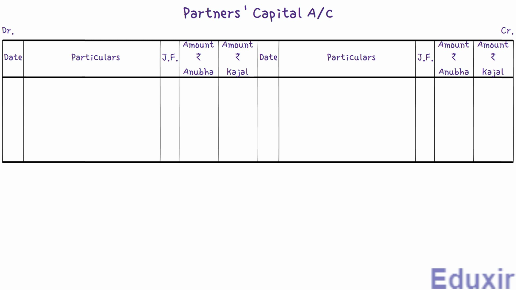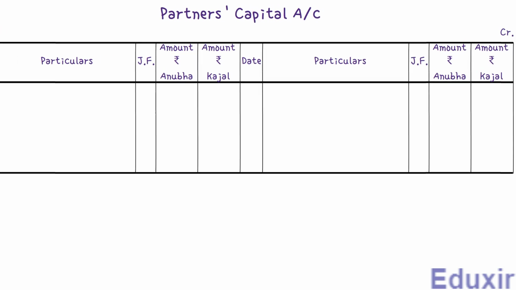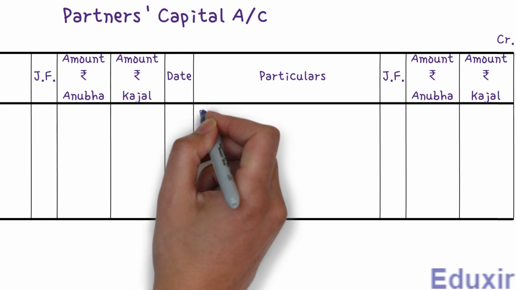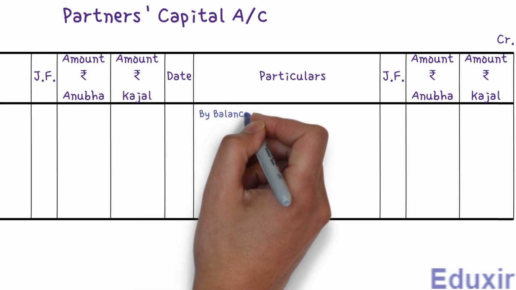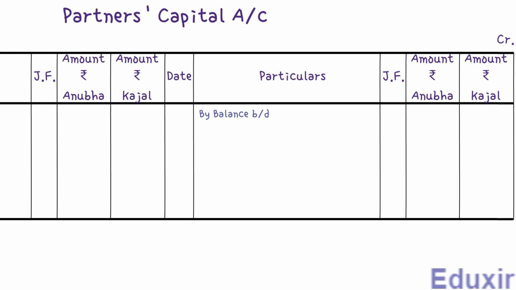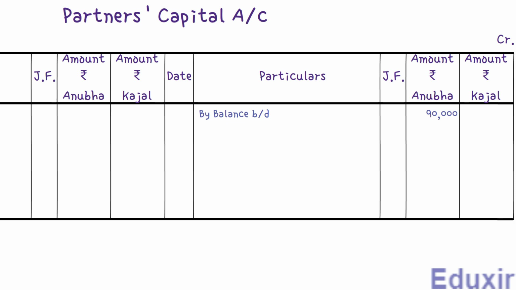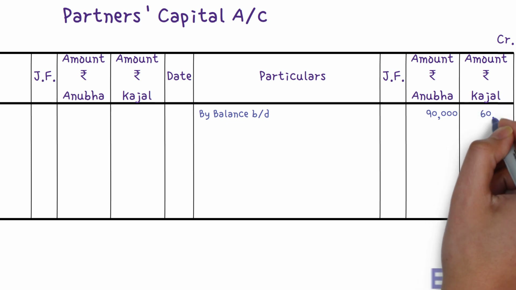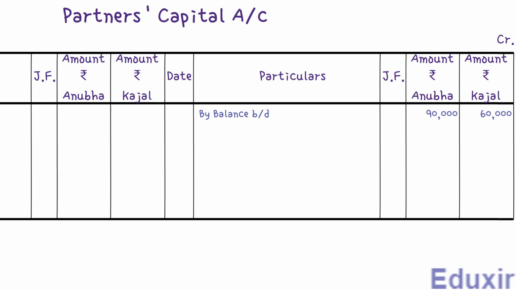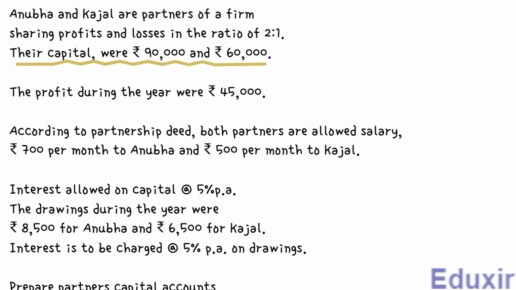As you know, for posting the capitals, we create the capital account. So, let's first write by balance brought down in the particulars column on the credit side. Let's then write the partner Anubha's capital amount of 90,000 rupees in her amount column. Let's then write the partner Kajal's capital amount of 60,000 rupees in her amount column. With that, we have completed the posting of the capital balances brought down from the previous accounting period to the current accounting period. Let's now consider the next transaction in the given problem.